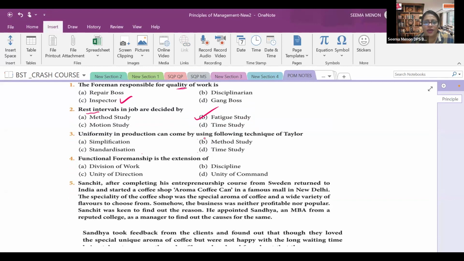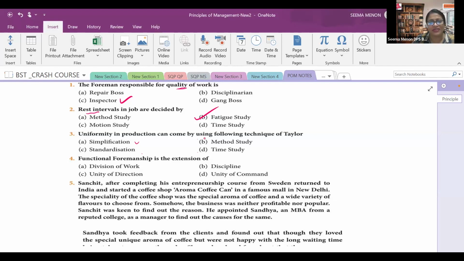Uniformity in production can come by using the following techniques of Taylor. So let's discuss one by one. What is simplification? The work should be simplified. That means there should not be diversification. Already I gave an example of a mobile charger, right? There should not be a lot of varieties. Maximum diversification should be minimized.